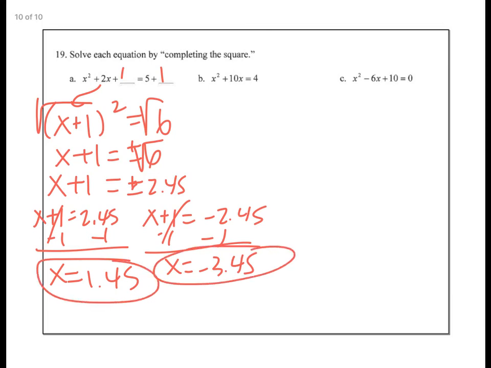Now at any point on the final, if you're not sure if you did something right, remember that you can plug x in and make sure it works out.